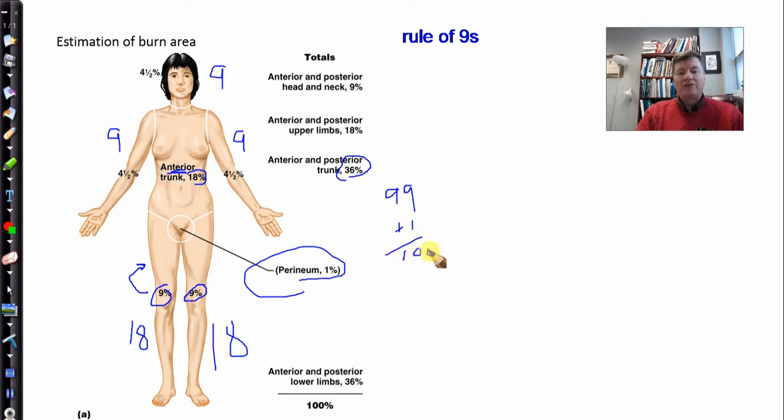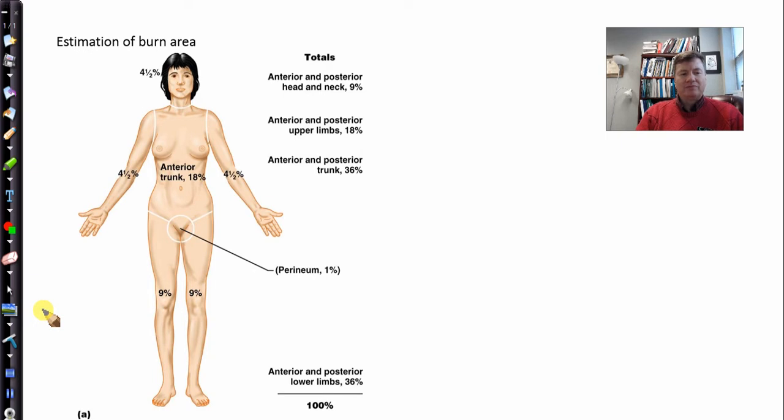And what that allows us to do is to say, for somebody who has a particular area, a location of burn, well, if they burned their entire left arm, or they burned both arms, we can then estimate burn area from that. We'll look at some examples here.